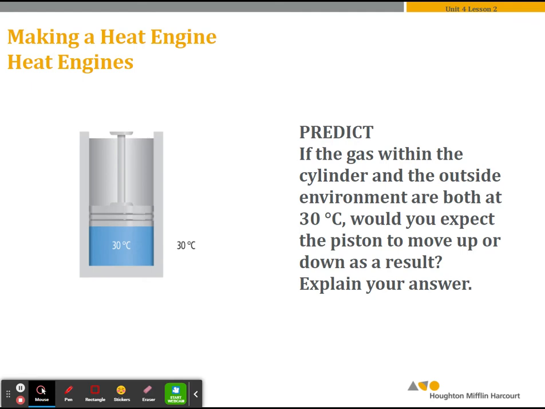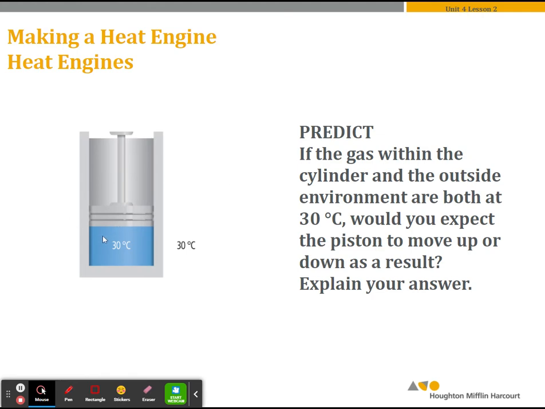You already made a prediction, but let's review it. Here you have a cylinder with a piston inside it. If the gas inside the cylinder and outside the cylinder are both at 30 degrees Celsius, would you expect the piston to move up or down as a result?